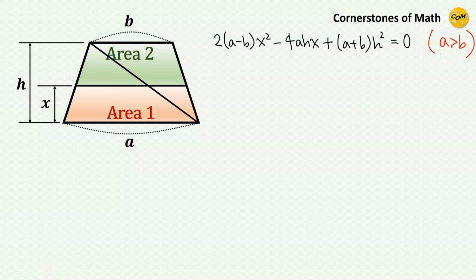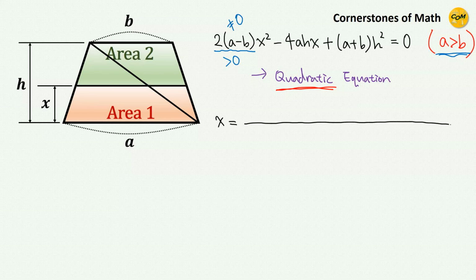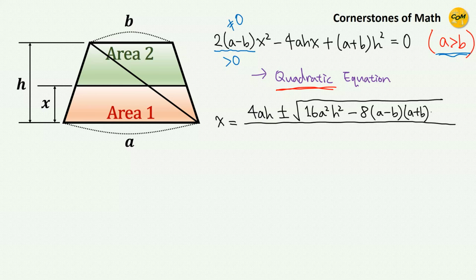Here it is stated in the problem that A is greater than B. Therefore, this leading coefficient 2 times (A minus B) is positive, which implies non-zero. Therefore, this is a quadratic equation. So we use the quadratic formula, which gives x equals 4Ah plus minus the square root of 16A squared h squared minus 8 times (A minus B) times (A plus B)h squared, divided by 4 times (A minus B).